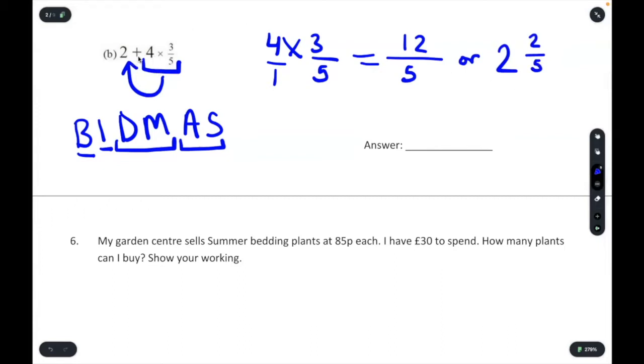Now, don't forget to add the 2 that we had at the beginning there. So at the moment, we've got 2 and 2/5. If we add 2 to that, then we get 4 and 2/5.